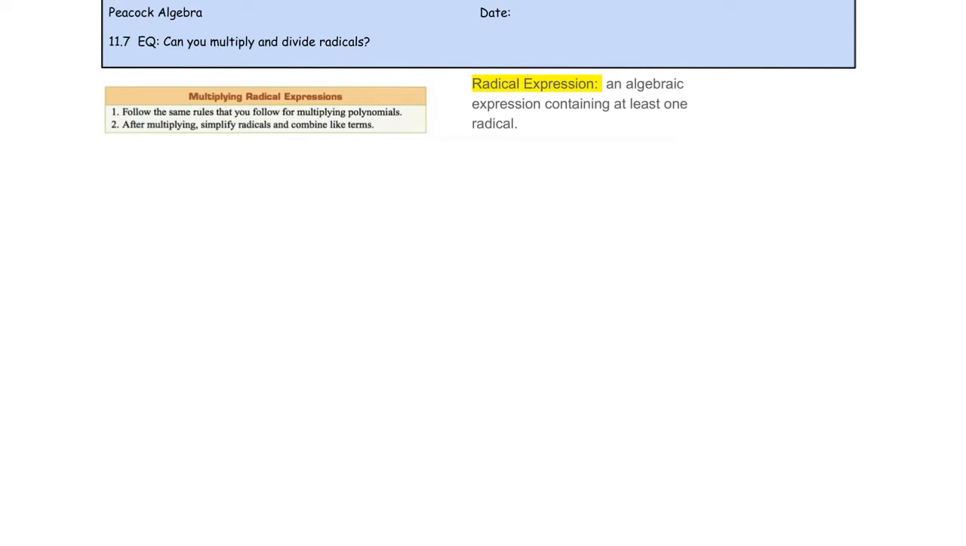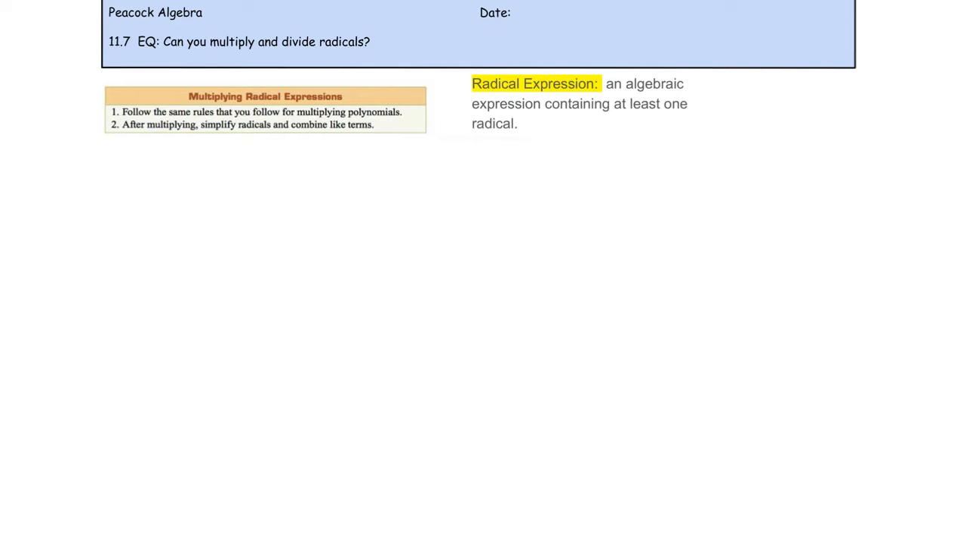But for this week, we're going to finish up Unit 11. We'll do 11:7 today and 11:8 tomorrow. Review on Thursday and test on Friday. All right, so what we have here is 11:7. Can you multiply and divide radicals?